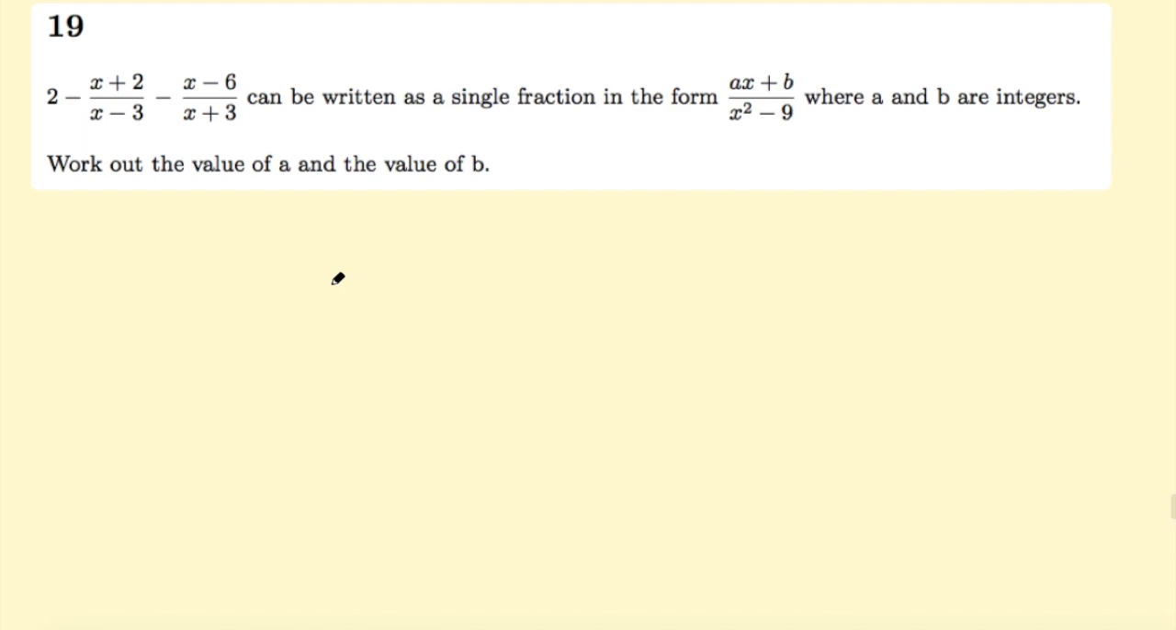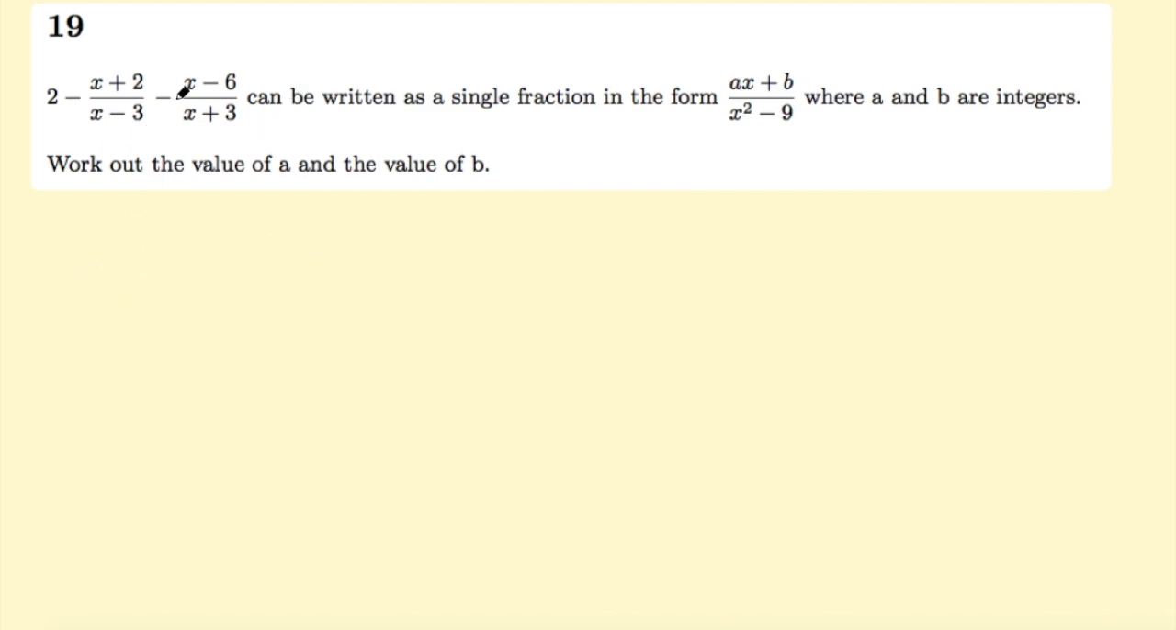Okay, question 19 says 2 minus x plus 2 over x minus 3 subtract x minus 6 over x plus 3 can be written as a single fraction in the form ax plus b over x squared minus 9, where a and b are integers. Work out the value of a and the value of b. Basically, they're telling us that this can simplify to this form, and we need to take all of this here, simplify it until it looks like this, then we can read off the values for a and b.